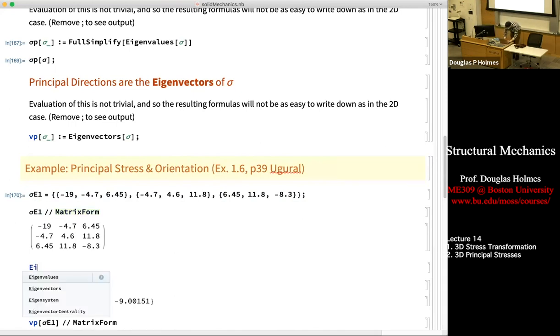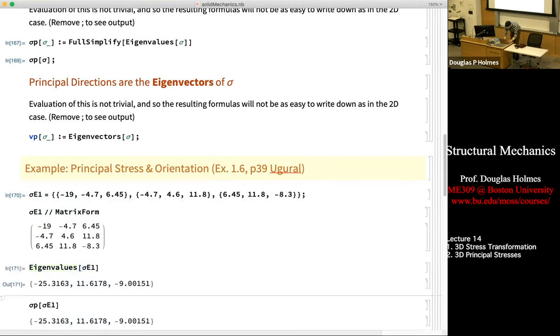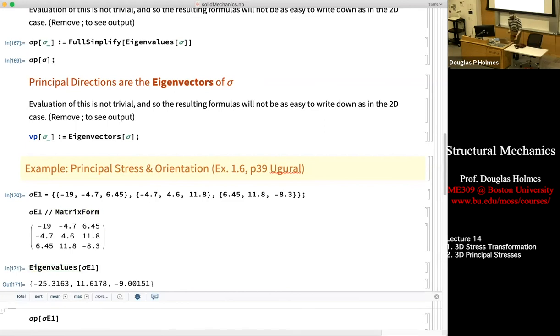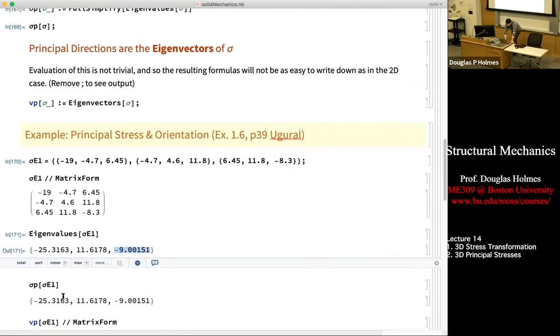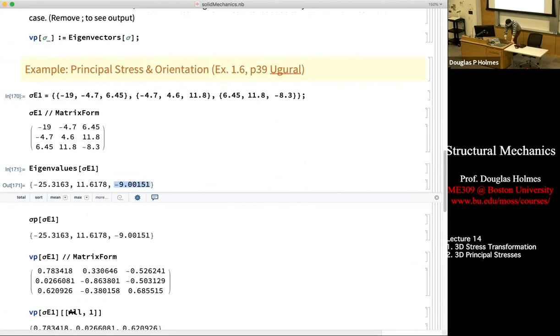give me the eigenvalues of sigma E1. It just spits out the diagonal components. So that's sigma 1-1, sigma 2-2, sigma 3-3. I'll do that on my computer here. Sigma 1-1, sigma 2-2, sigma 3-3. We define this as a function, doesn't really matter.